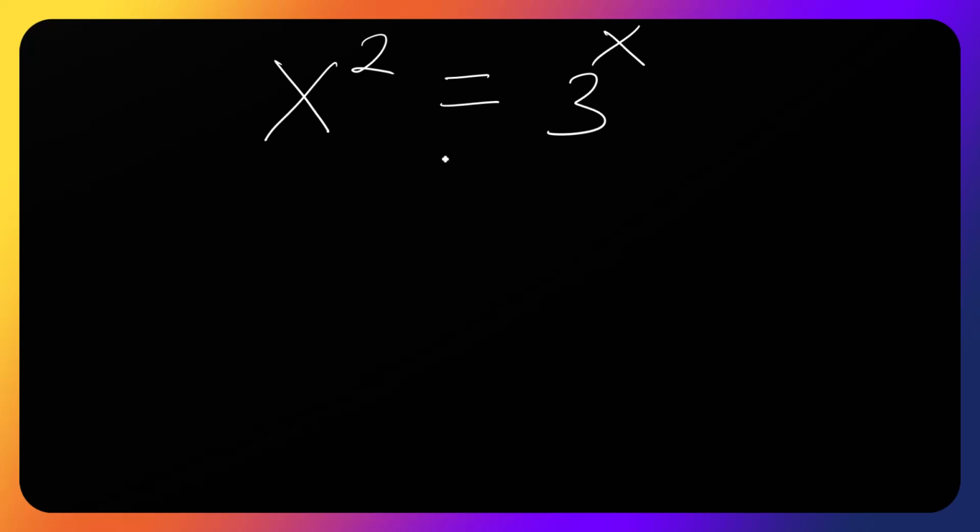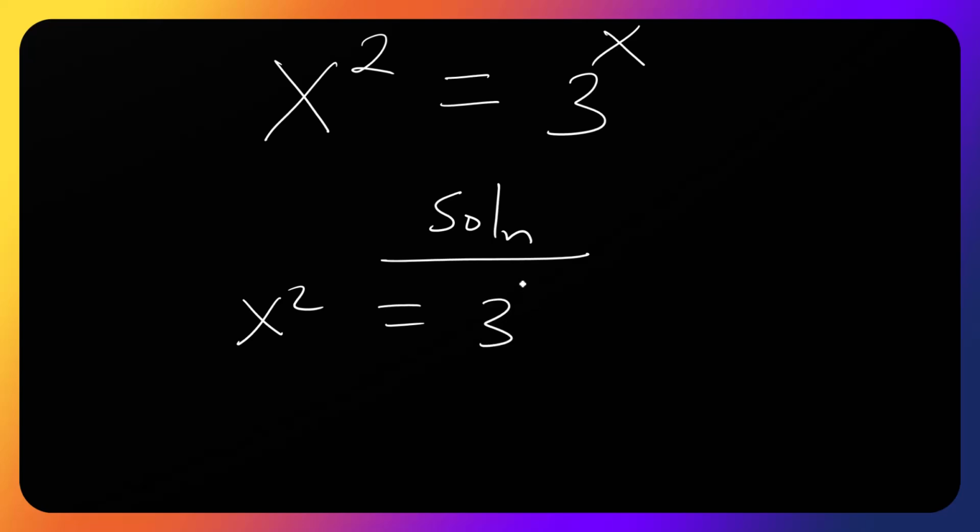How do we solve for x here? So we are given x squared equals 3 to the power x. Solution. So x squared equals 3 to the power x.